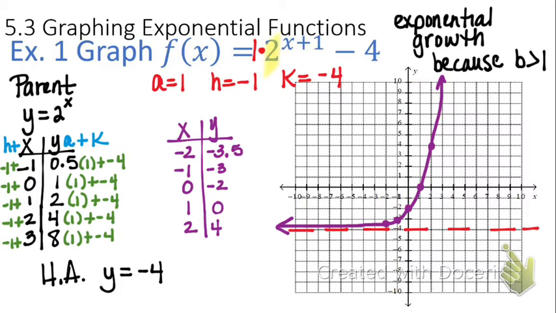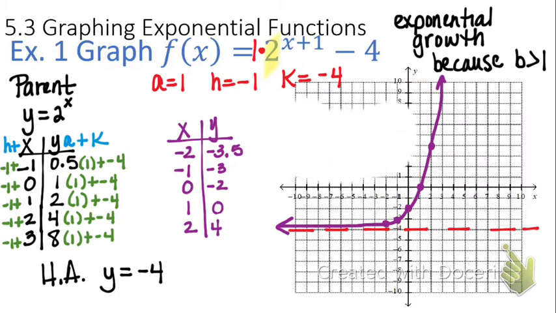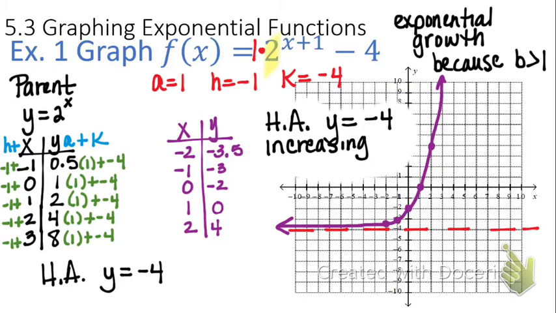And you could tell it's growth because when you trace the graph from left to right, it's getting bigger. So this is growth. Now your domain, go ahead and make some space. All exponential functions have the same domain. So let me write it out here. Because you're going to have to tell me the horizontal asymptote, which is y equals -4. Is this graph increasing or decreasing from left to right? It's growth, so that means it's doing what? Increasing. That's also on the quiz. So this is an increasing graph.